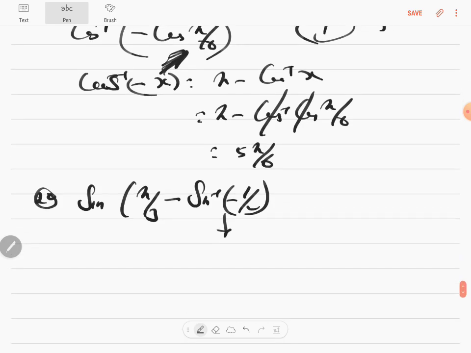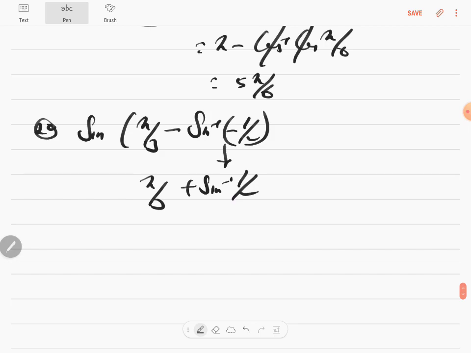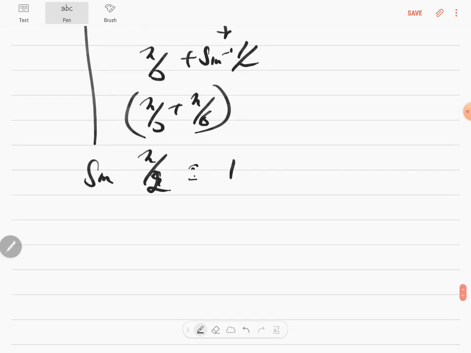Negative argument, so it will become plus sine inverse of 1 by 2. And sine inverse 1 by 2 has to come in 30 degree. A 30 degree is like pi by 6. Pi by 3 plus pi by 6 is pi by 2, 90 degree, and the sine can be brought down, and sine 90 is just 1. So hence the answer is just 1. So let's go to the next sum, which is the 21st sum.